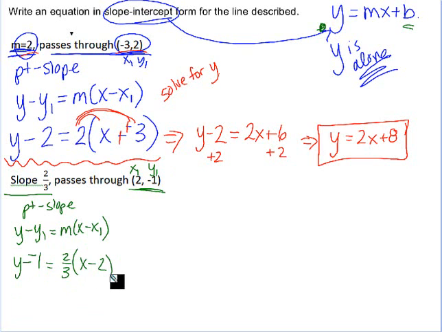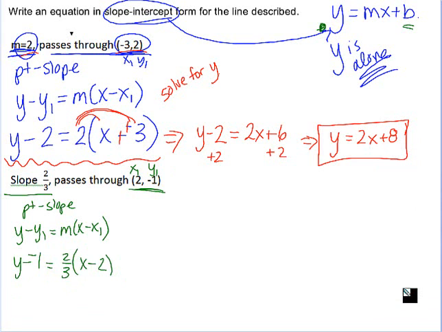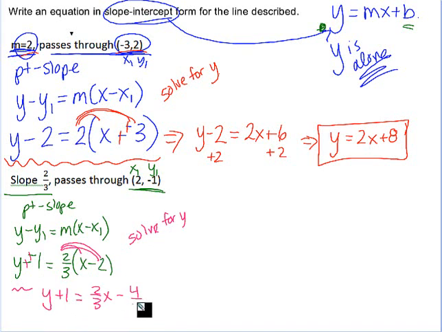Now, to get this into slope-intercept form, we just need to get the y alone, so we are going to solve for y. So to do that, our minus and negative 1 here would become plus a positive, and then we would want to distribute the 2/3 to both of those. So we'd have y plus 1 is equal to 2/3 x. 2/3 times negative 2 would be minus 4/3.